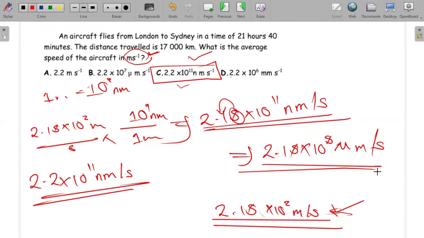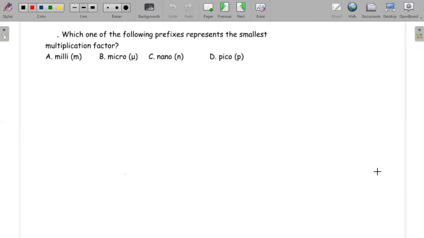We can now move on to the next question, which is asking which of the following prefixes represents the smallest multiplication factor? Okay, so this one I don't even need to explain. It's a very, very simple question. We just get it directly from that table that I was showing you on metric prefixes. So which one is the smallest amongst these that we've been given here?